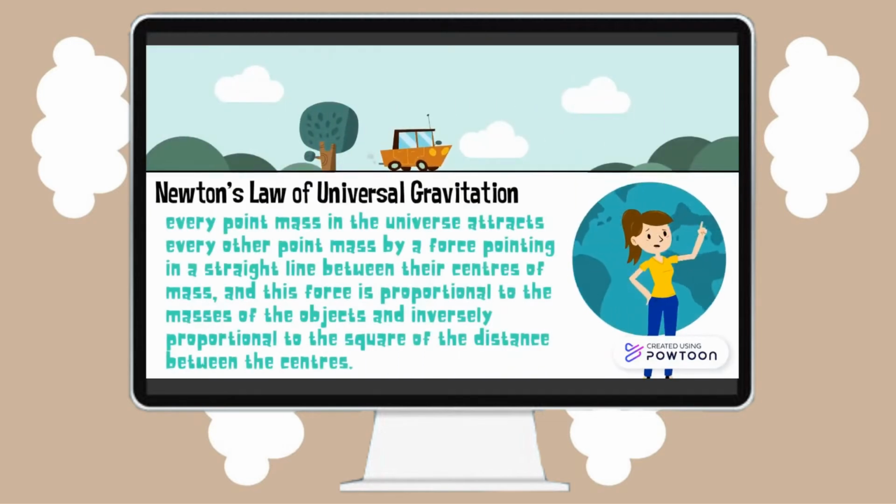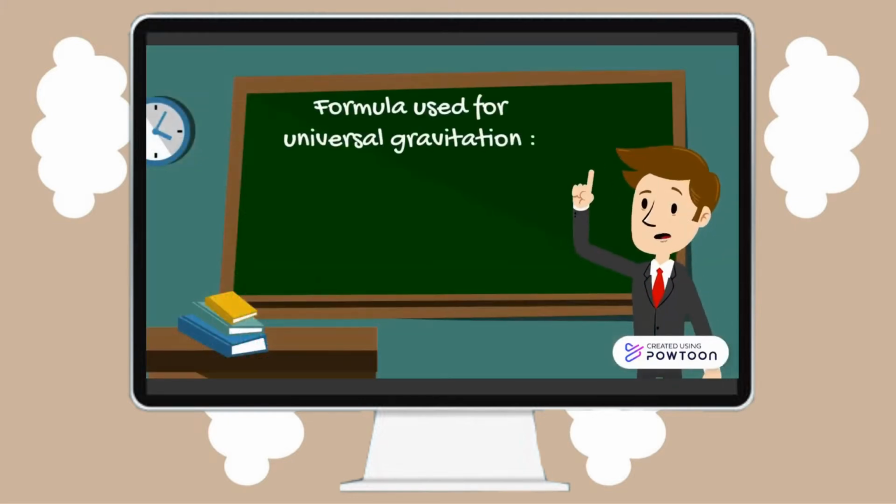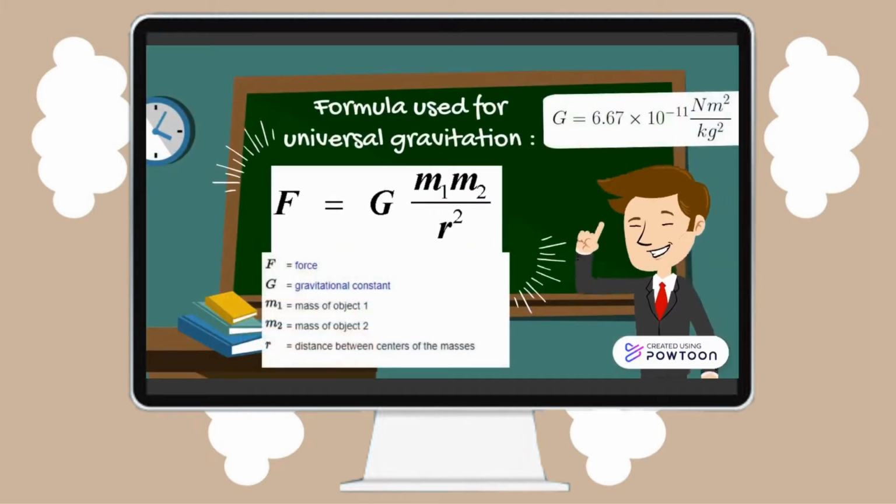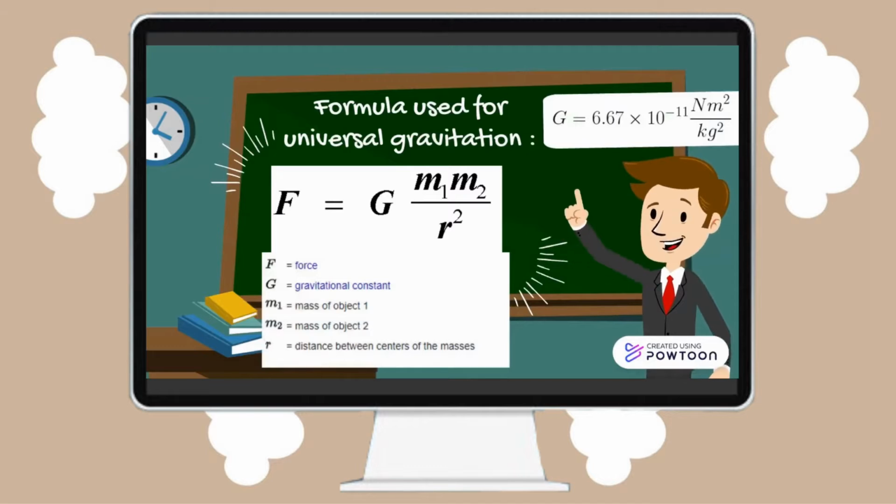Newton's law of universal gravitation states that every point mass in the universe attracts every other point mass by a force pointing in a straight line between the centers of the masses, and this force is proportional to the masses of the objects and inversely proportional to the square of the distance between the centers. The formula used for universal gravitation is F equal to G m1 m2 over r squared.